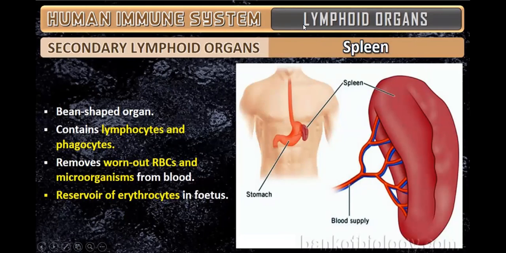Now what is the spleen? It is a bean-shaped organ, contains lymphocytes and phagocytes. So here it is present, on the side of the stomach. It removes worn out RBCs. So RBCs which have become non-functional are removed by the spleen, and also microorganisms from blood. It is a reservoir of erythrocytes in the fetus. In the fetus, the reservoir of erythrocytes is which organ? The answer will be the spleen.